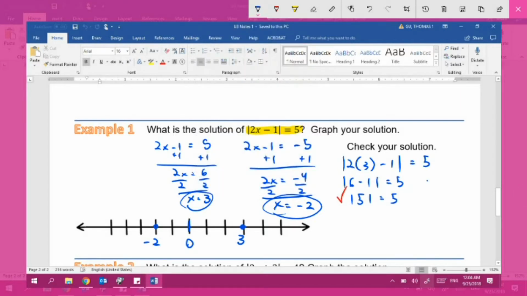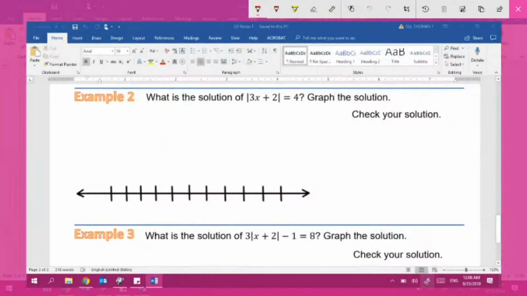Now we've got the absolute value of 2 times negative 2 minus 1 equals 5. What is 2 times negative 2? That's negative 4, minus 1 equals 5. What's negative 4 minus 1? That is negative 5 equals 5. And is the absolute value of negative 5 equal to 5? Yes, it is. Boom. Both of our answers work.